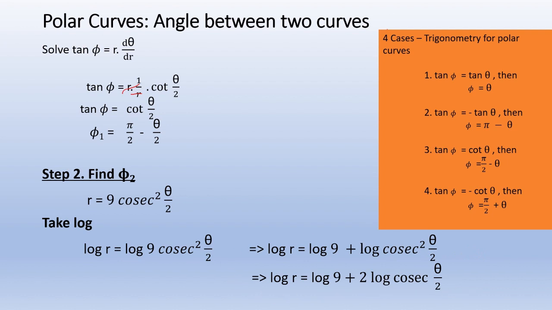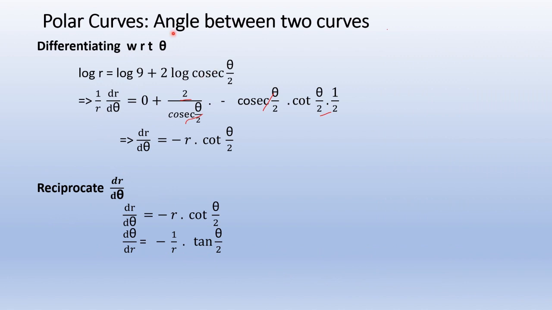Differentiating with respect to theta, log r is 1 by r dr by d theta. Log 9 is 0 as 9 is constant. To log cosec theta by 2 is 1 by cosec theta by 2 times again differentiation of cosec theta by 2, which is minus cosec theta by 2 cot theta by 2 times 1 by 2. Simplifying, we get dr by d theta is equal to minus r cot theta by 2.